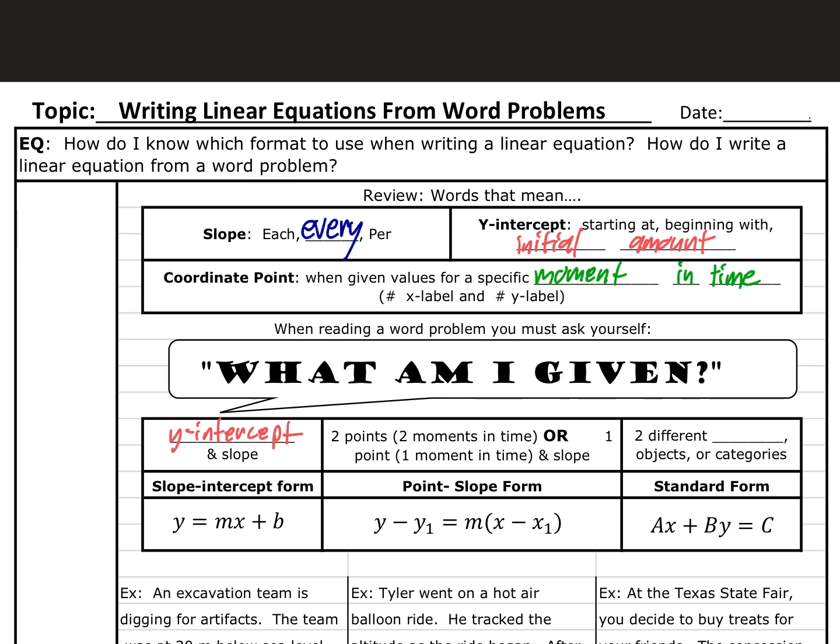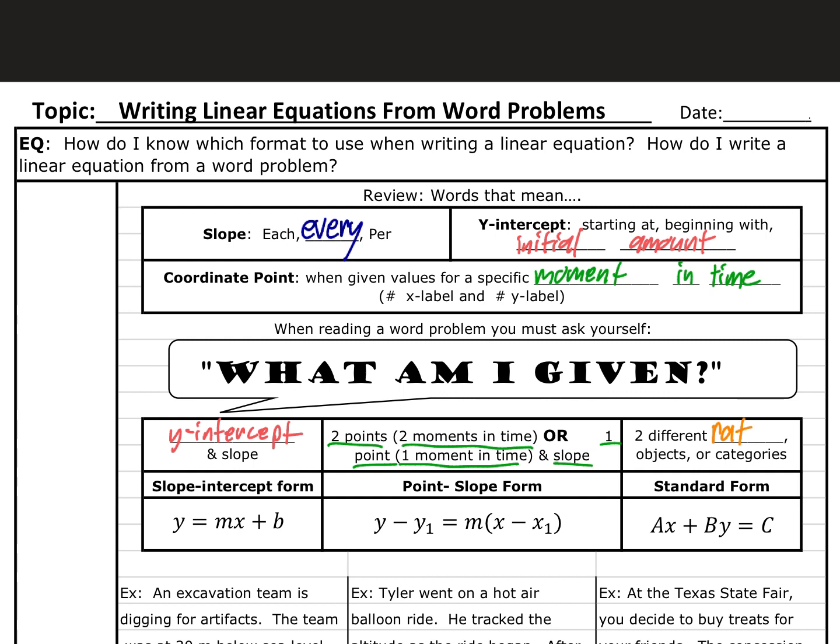If you are given 2 points, which could be 2 moments in time, or 1 point, 1 moment in time, and the slope, you will use point-slope form. Y minus y1 equals m times (x minus x1), where y1 is the y-coordinate of your point, x1 is your x-coordinate of your point, and m is the slope between the 2 points.